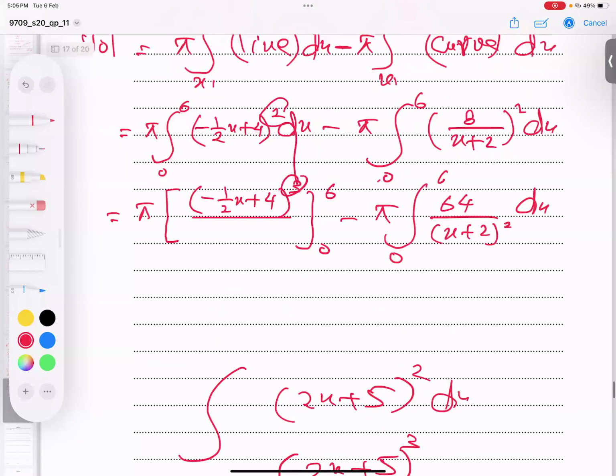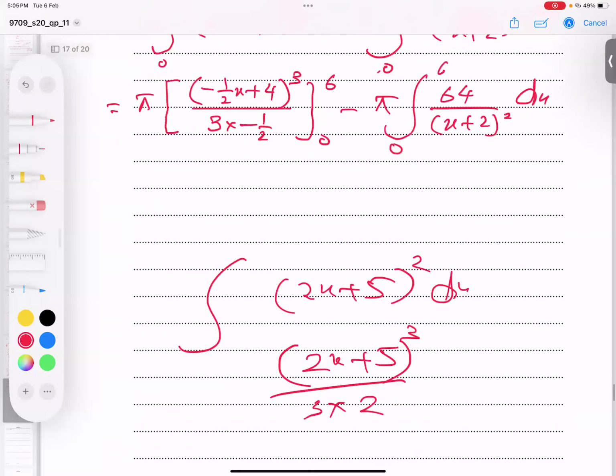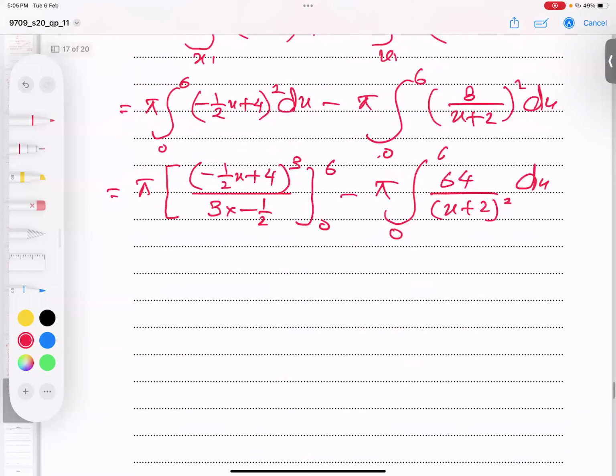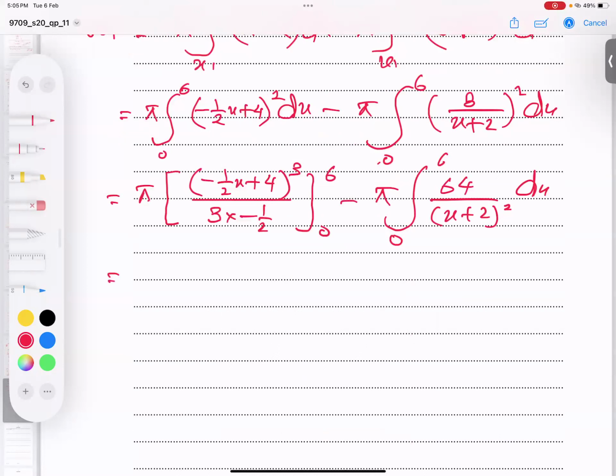Increase the power by 1, 3, and 3 as it is into negative half. Okay, so this is done. Let's talk about the second part. Okay, what is this one? So this is done, and you know pi, and this is a negative 3 by 2. So, okay, how do I write?